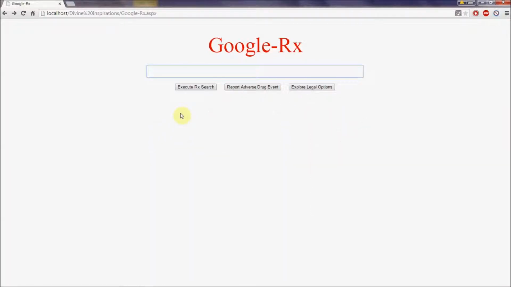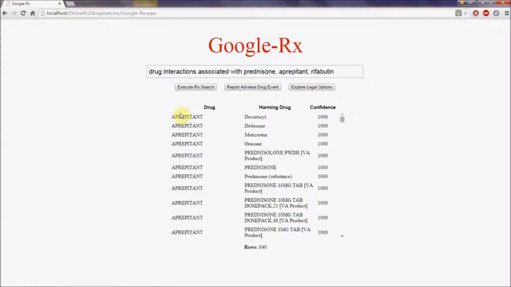GoogleRx can be used to research potential harmful drug interactions. Consider the following example. Drug interactions associated with prednisone, aprepitant, and rifabutin. Note, drugs such as Deltasone and Orasone are branded names for prednisone. Other websites also provide the ability to investigate drug interactions, but what distinguishes GoogleRx is its ability to investigate drug interactions at a class level.